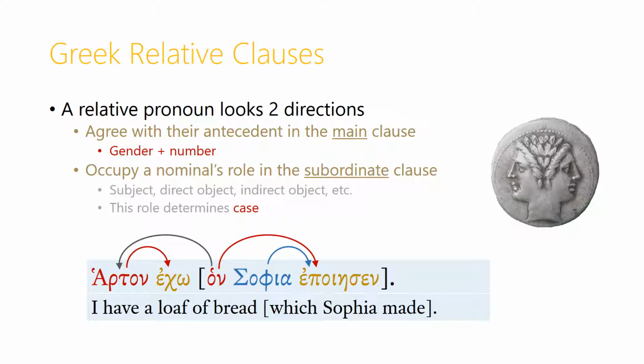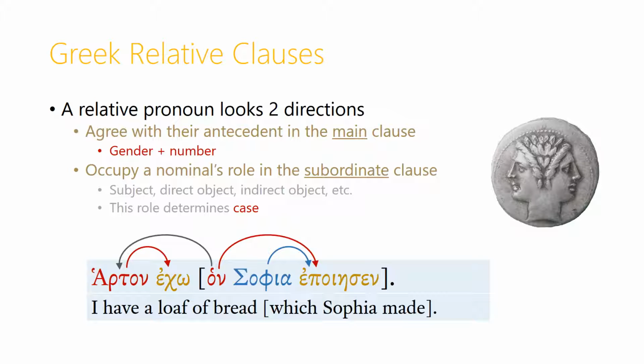Now, one of the important things to recognize is that in a relative clause, the relative pronoun can actually play any role that a nominal usually plays. So it is possible that we could have the relative pronoun as the direct object of the verb in the relative clause. Arton echo, hon, now instead of hos, hon Sophia epoiesin. I have a loaf of bread, which Sophia made. The loaf of bread, which is represented by hon, which, is now the direct object of epoiesin, she made.